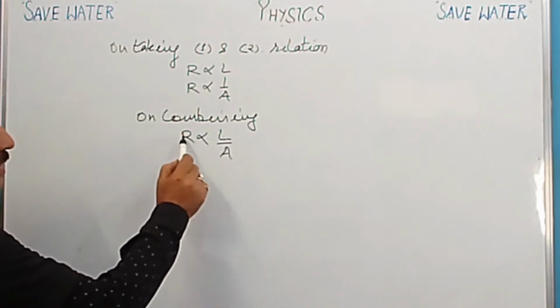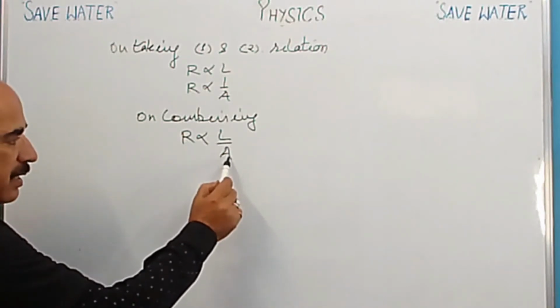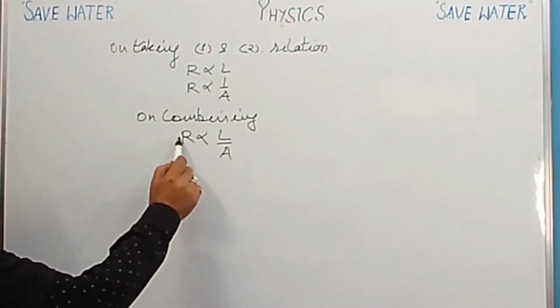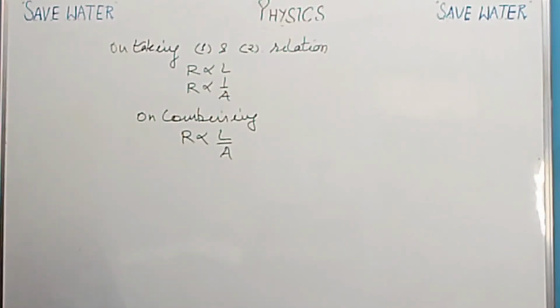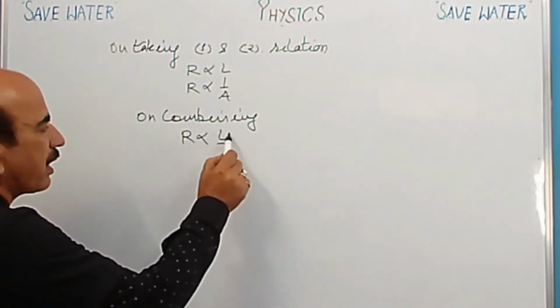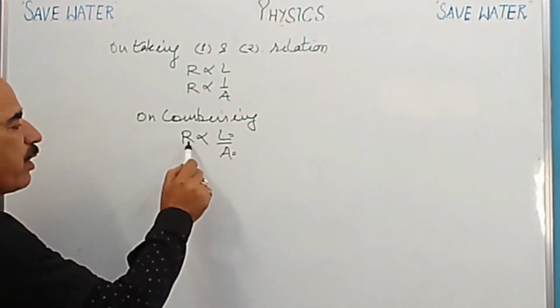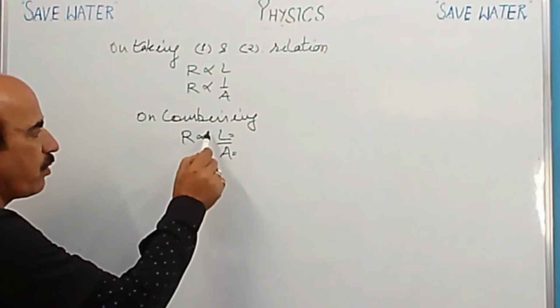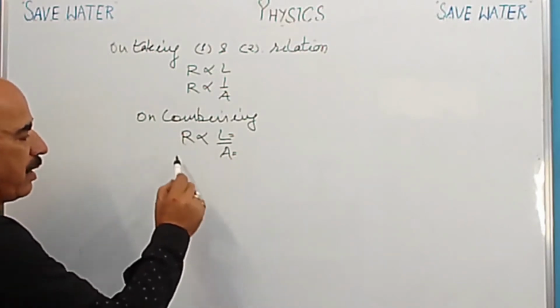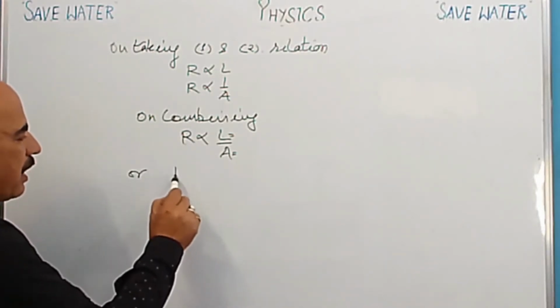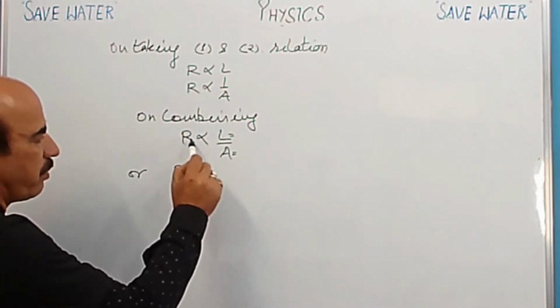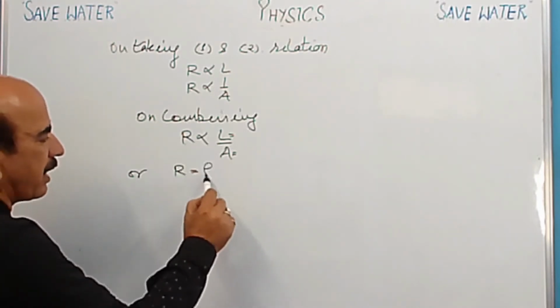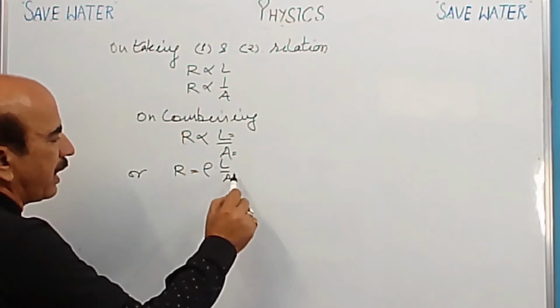On increasing the length, resistance increases, and on increasing the area of cross section, resistance decreases. So if you are given a value of L and a value of A, can you find the value of R? No. So then what do we have to do? We have to remove this sign of proportionality. We can write R is equal to, in place of the sign of proportionality, rho L upon A.